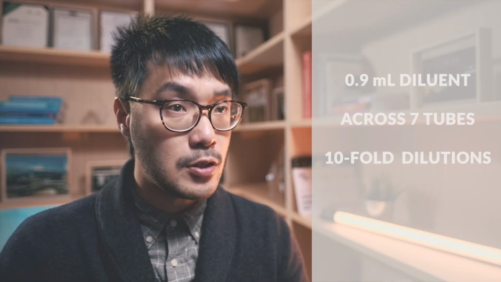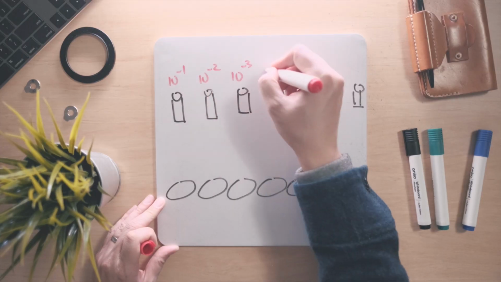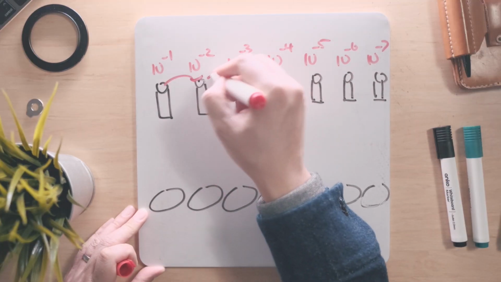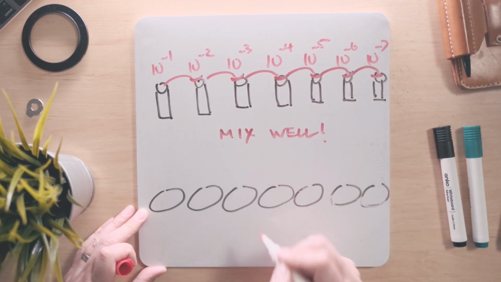Dispense 0.9 ml of phage diluent into 7 tubes and make 10-fold serial dilutions of the phage, 10 to the negative 1 to 10 to the negative 7. Remember to mix thoroughly at each step before moving on to the next dilution.